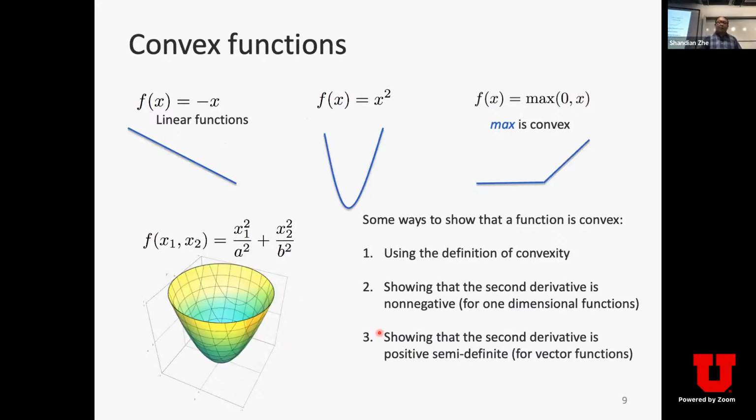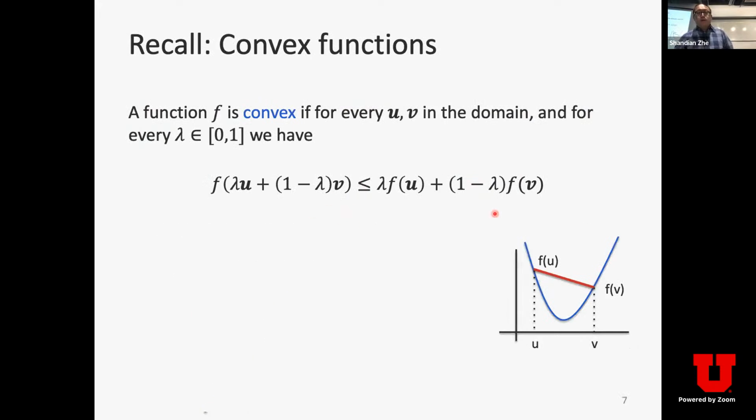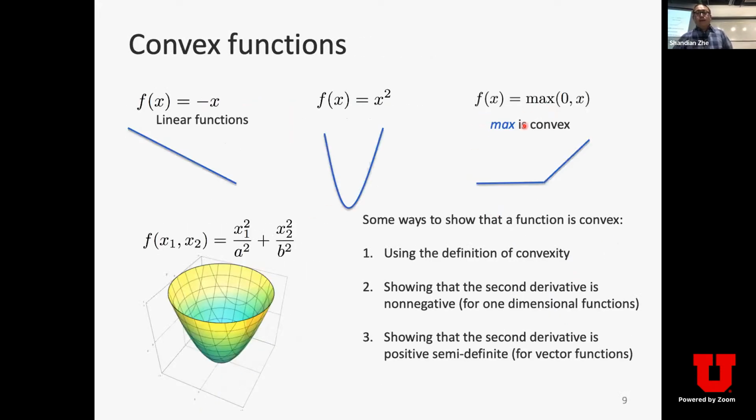Okay. Here are a set of commonly used convex functions: linear functions are convex, quadratic functions are convex, and the max function is also convex. So max between 0 and x has a shape like this. You can use the definition to easily show that max between 0 and x is convex. But be careful, the max function is not differentiable at 0, so you don't have any tangent line or tangent plane at this point.